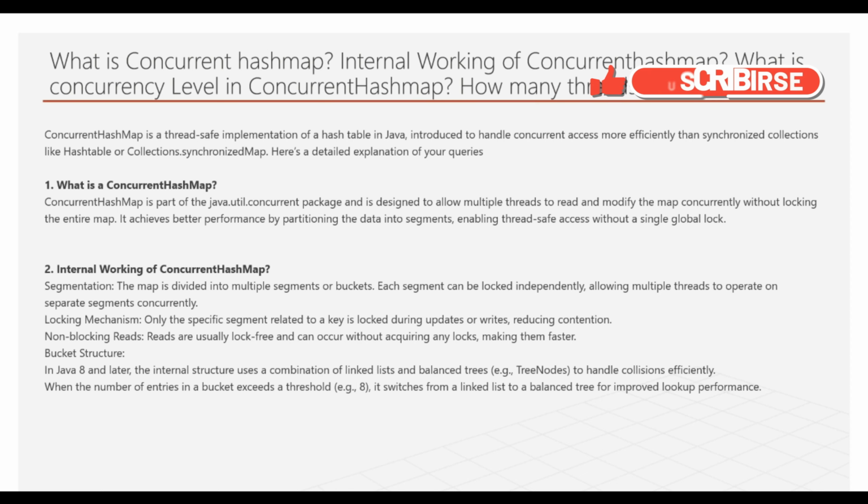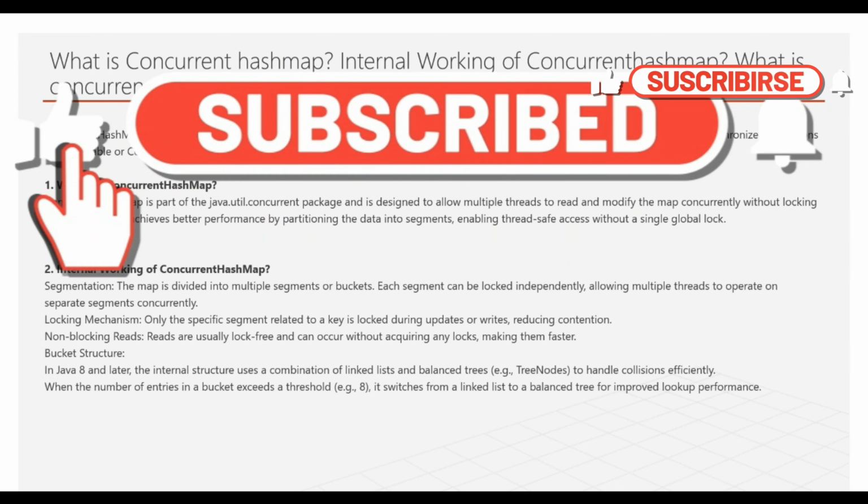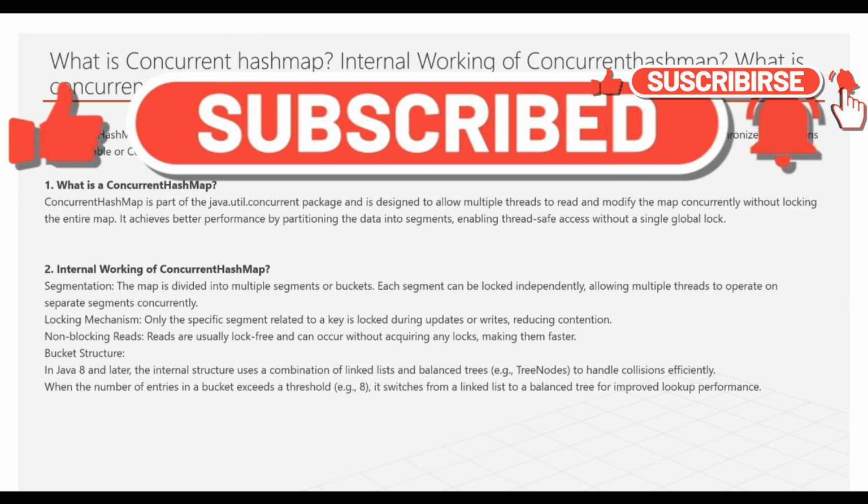But in case of concurrent hash map, the case is different, right? It is segment based. It is locked at the segment level, and threads can act on it, right? So we'll discuss more on that part. But what exactly is the concurrent hash map? As I said, it's part of the java.util.concurrent package. It is designed to allow multiple threads to read, write, and modify the concurrent hash map without acquiring the lock for the entire map, as in the case of hash map, right? It was entirely locked up. So this is not the case with the concurrent hash map.